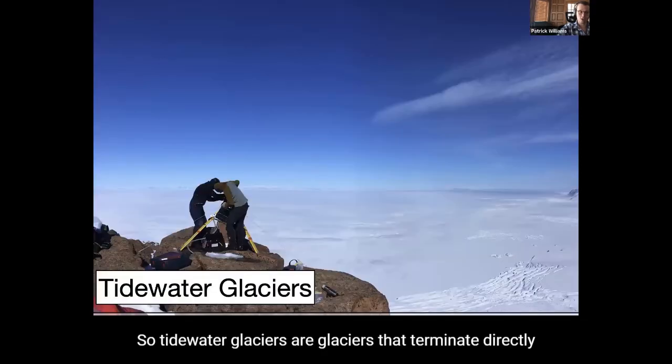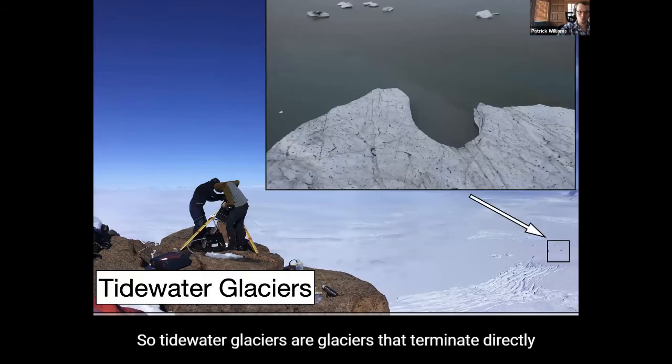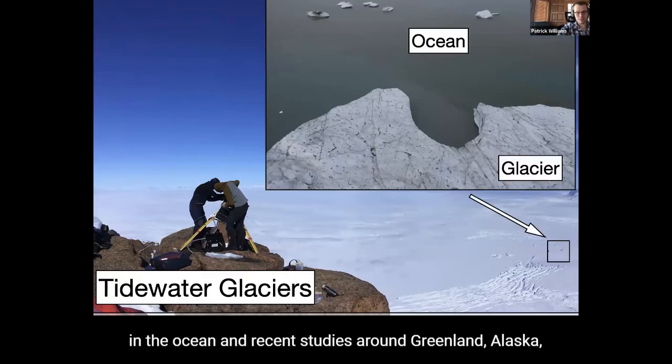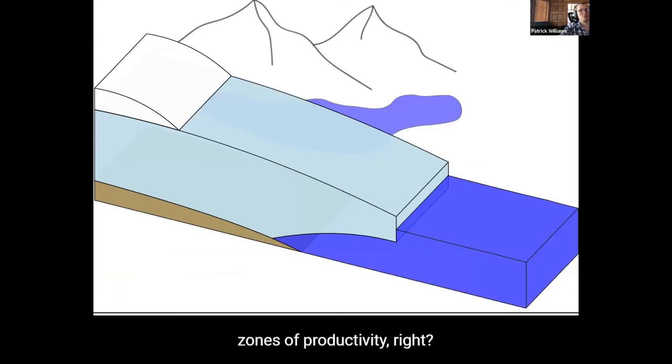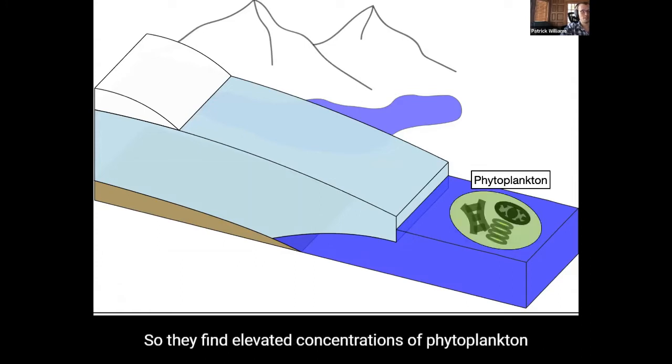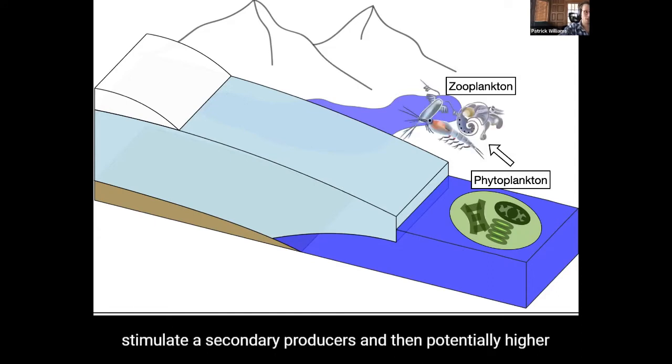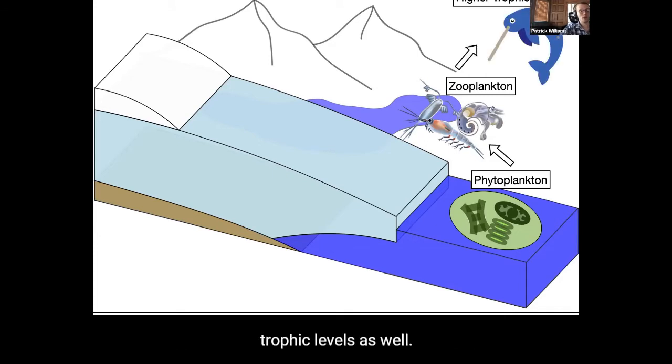So, tidewater glaciers are glaciers that terminate directly in the ocean. And recent studies around Greenland, Alaska, and Svalbard have shown tidewater glaciers to be important zones of productivity, right? So they find elevated concentrations of phytoplankton, the photosynthetic primary producers at the surface near these glacier termini. So potentially stimulating the base of the Arctic food web, which can in turn go on to stimulate secondary producers and then potentially higher trophic levels as well.